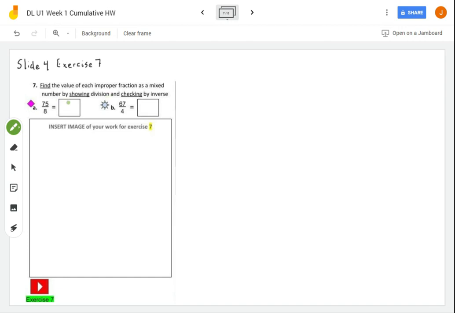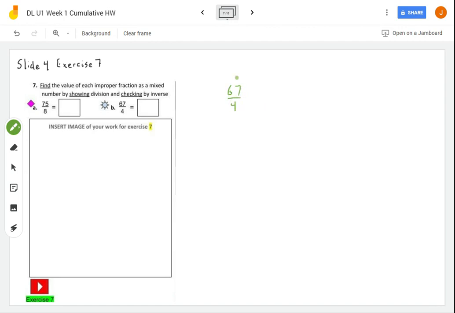The diamond gives you the answer in the last slide for this particular lesson, which is week 1. So if you're watching this video later on, this will only help with week 1. But the sun is what we're going to use for our example right now. And so that is 67 over 4.